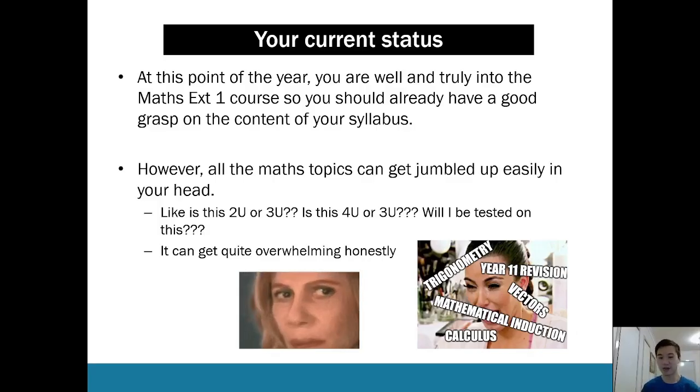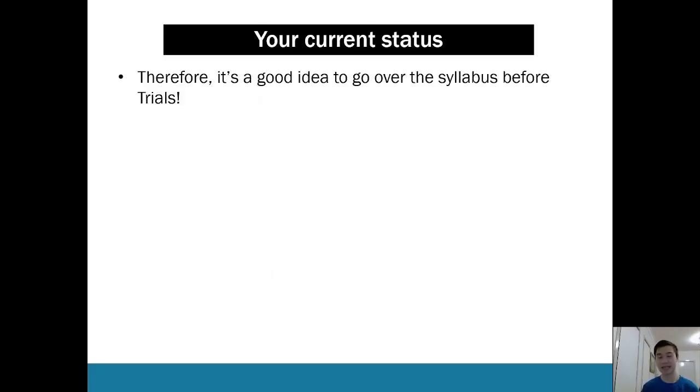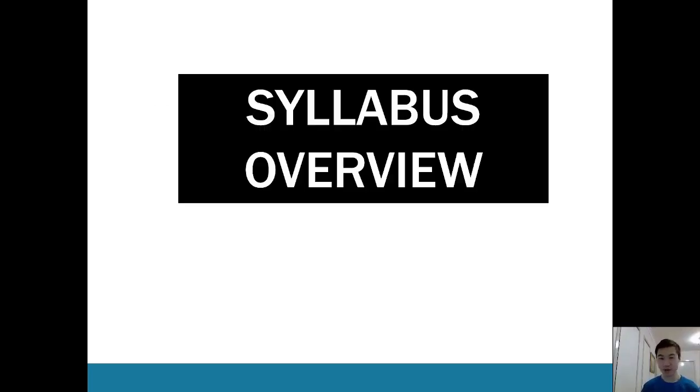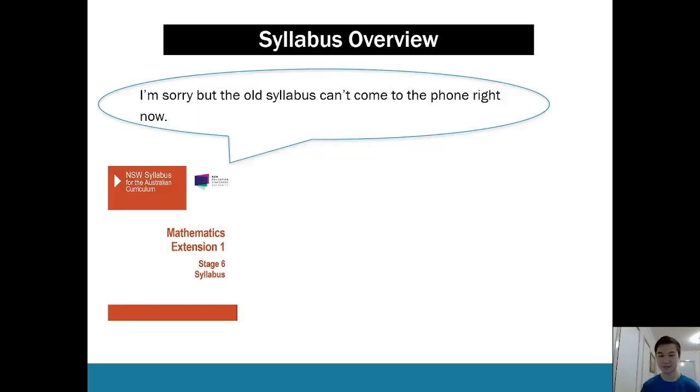So sometimes it can be a bit confusing, like, oh my gosh, is this topic a Maths Advanced topic or is it Extension? Or if you do 4 unit, is it Extension 1 or is it Extension 2? Will I be tested on this in the Maths Extension exam? So it can be a bit overwhelming in terms of the content. That's why it's a pretty good idea to go over the syllabus before trials. So that's why we're going to be doing a syllabus overview, and make sure that you are on top of your syllabus.